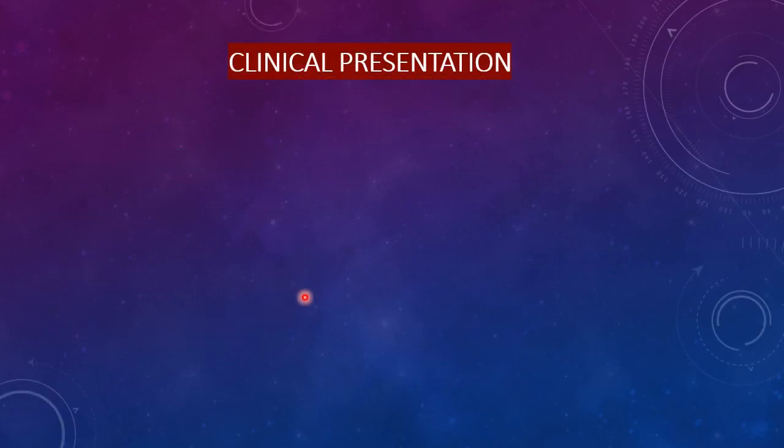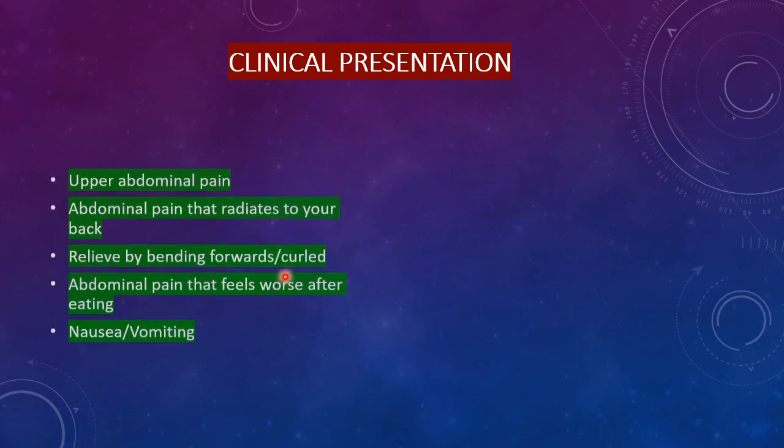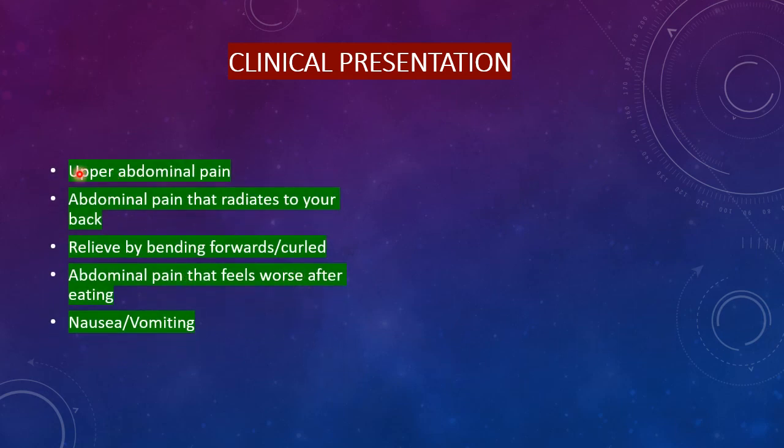What's the clinical presentation of acute pancreatitis? This upper abdominal pain, okay? Severe upper abdominal pain is the most important and predominant symptom of acute pancreatitis. The abdominal pain radiates to the back, is relieved by bending forwards or lying in a curled up position, and aggravated by lying supine.